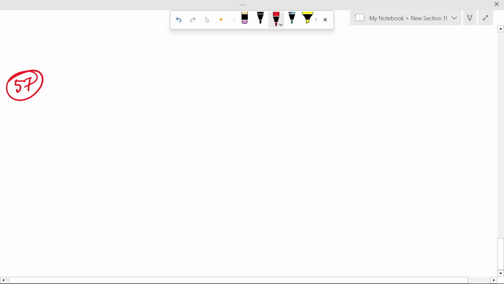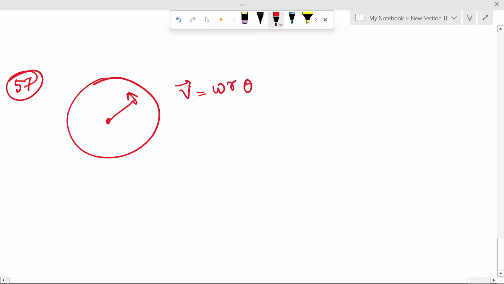It is given that a disk is rotating with velocity v at a point r given by omega r, and the direction will be theta cap, because this is the theta cap direction, this is the r cap direction. You have to think of it like that. And they have asked about the divergence, curl, etc. So its magnitude is basically omega r.